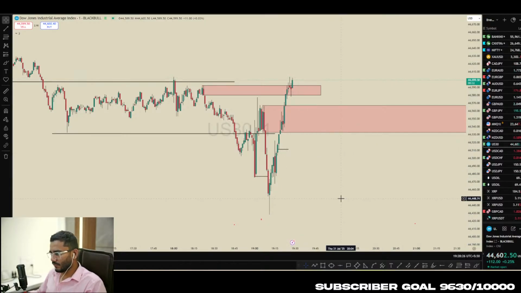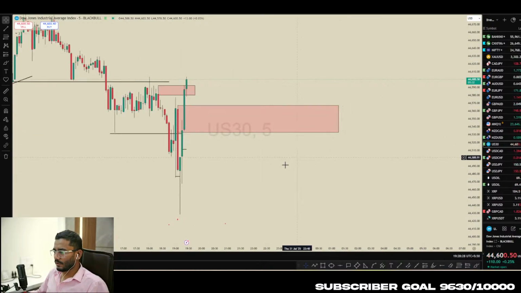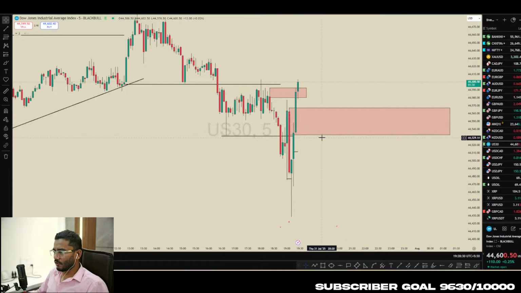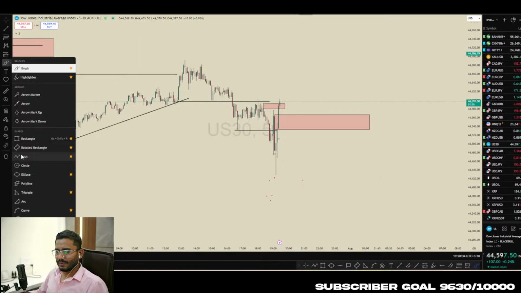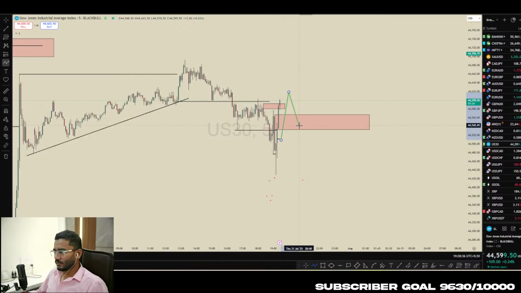Okay, so this zone has failed. Now this has become our breaker block setup, where we look for another tap on this area to take a trade to the buy side.